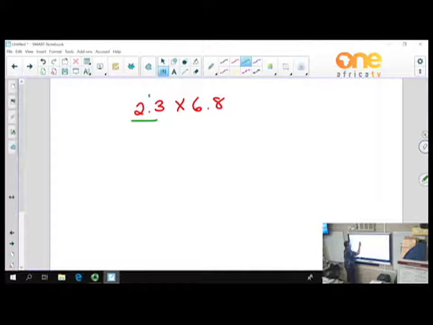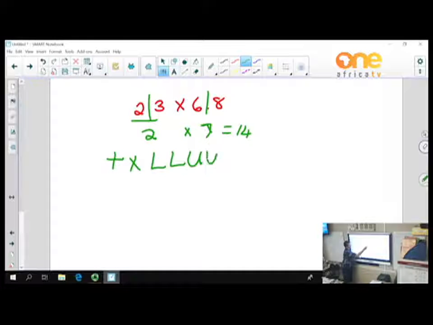So this is 1 decimal place, so this one will be 2. 1 decimal place, this one will be 7. So we've estimated both of those values, and the answer is then 14. Now what we're also going to look at is this rule. If you add or multiply, it is lower, lower, upper, upper. If you subtract or divide, it is lower, upper, upper, lower.